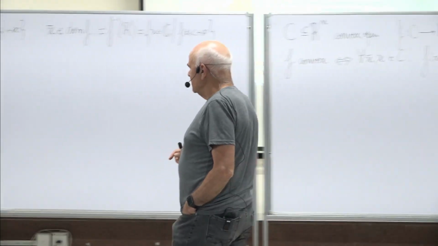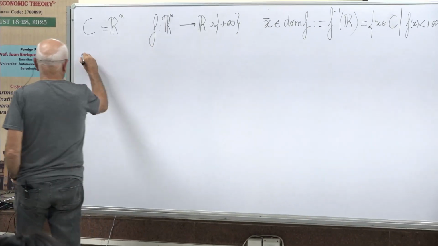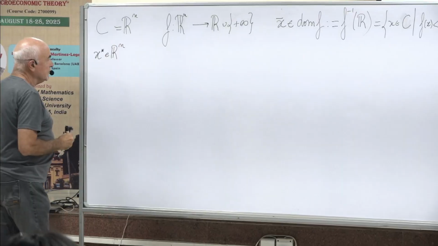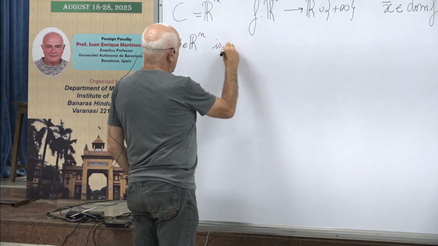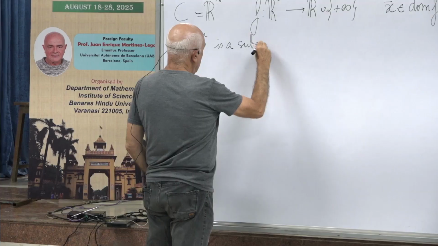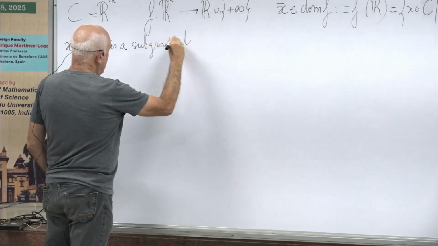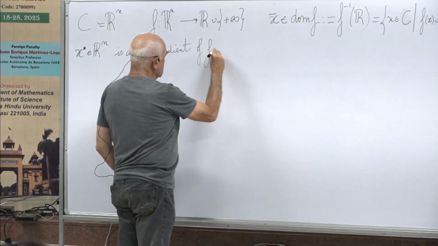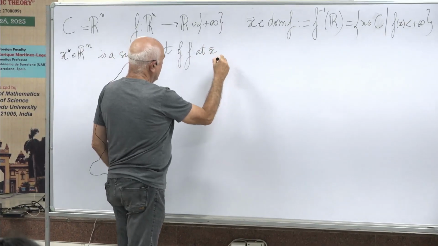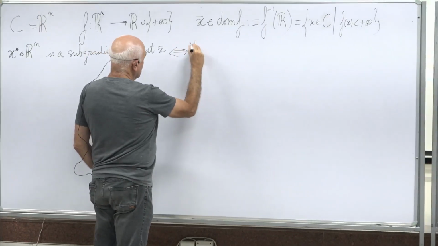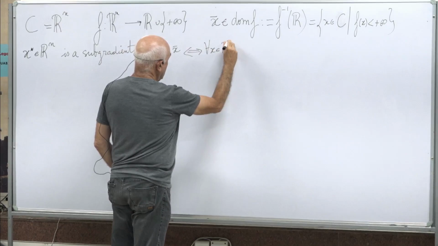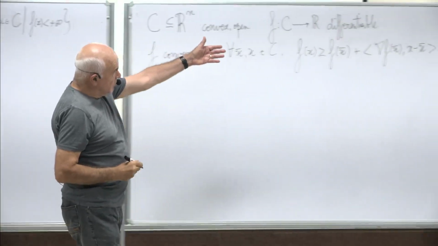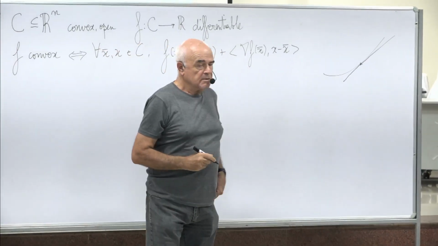Well, then we say that an element x star in Rn is a subgradient of f at x bar if for every x in Rn one has this inequality, but with x star replacing the gradient.